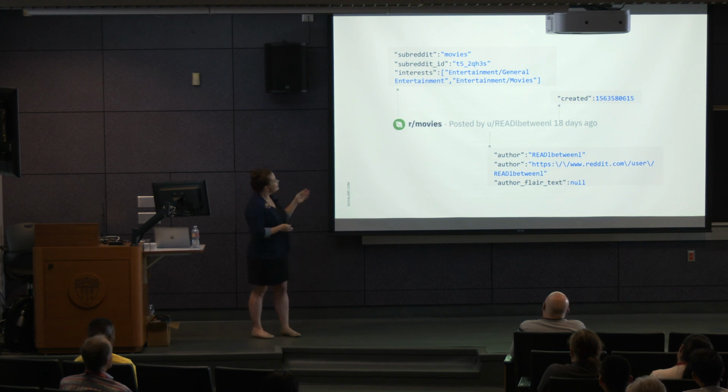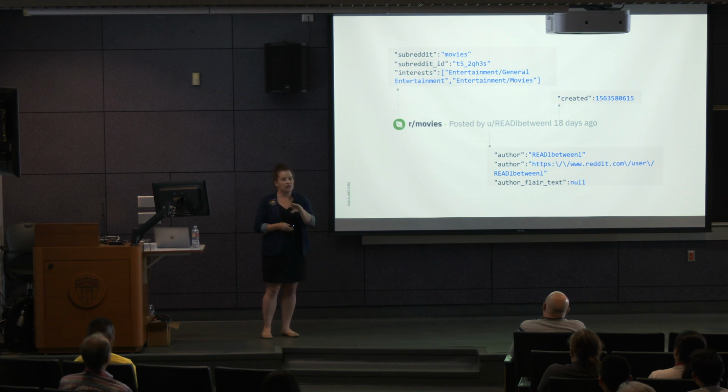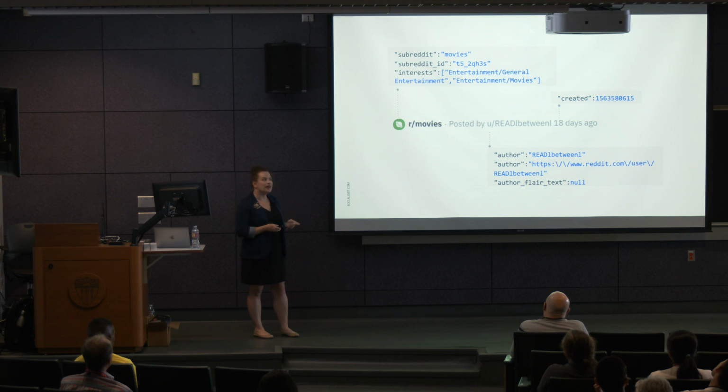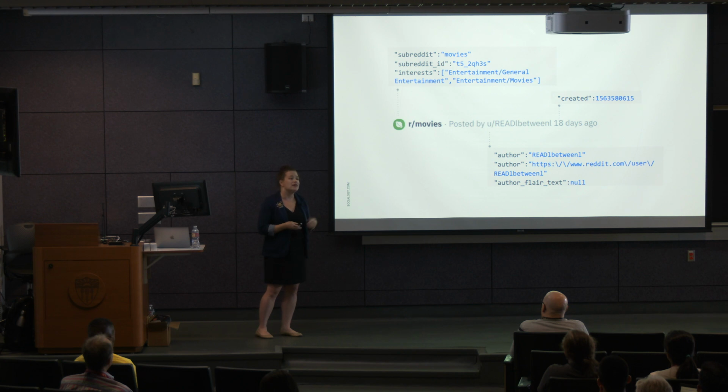You'll also see the interest tags. This is something that Reddit does, where they go through each of the individual subreddits and assign these interest categories. Again, it's just another level that tells you a little bit more about this particular post and allows you to narrow in on what matters to you. In this case, not surprisingly, the subreddit movies is tagged with general entertainment as well as movies.